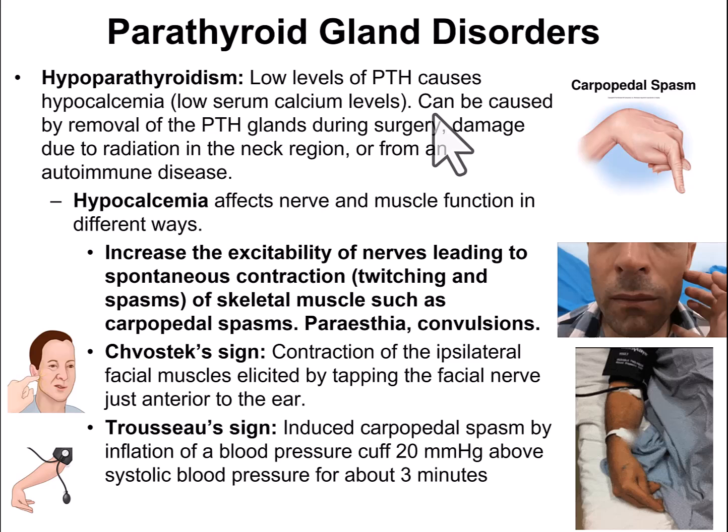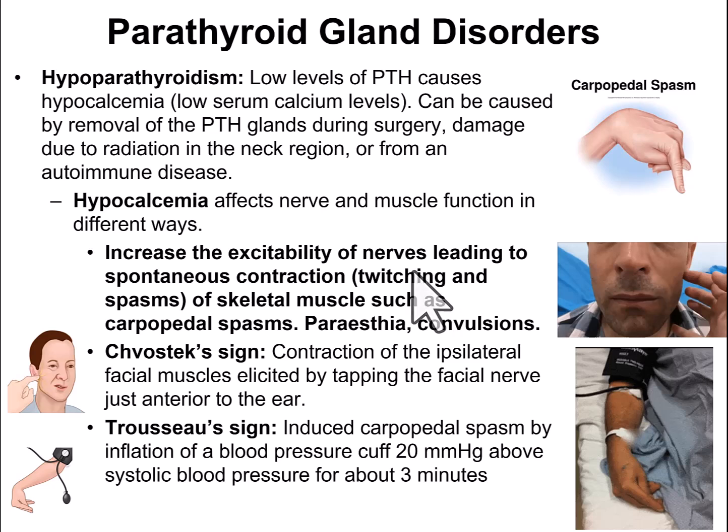Hypocalcemia affects nerve and muscle functions in different ways. 1, you want to make sure you know that hypocalcemia is going to cause an increase in excitability of nerves that are going to lead to spontaneous contractions, such as twitching and muscle spasms. It can also cause skeletal muscles. It can also result in carpal pedal spasms, as well as paresthesia and convulsions.